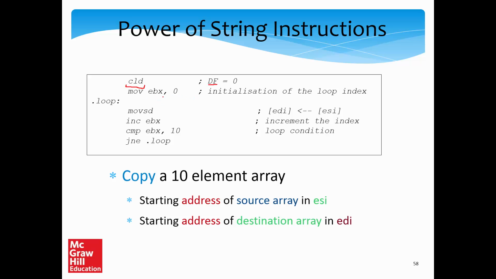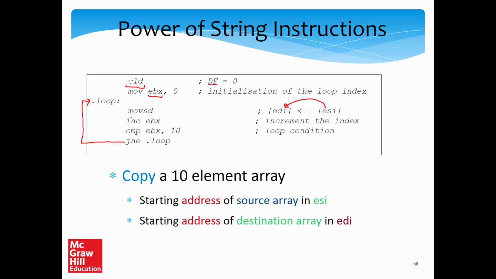Then we initialize the loop index of the array, so we set EBX equal to 0 and start a loop. We call MOVS, which transfers the memory contents from ESI to EDI. Subsequently, we increment EBX, which is the index. We compare the index with 10. As long as the index has not reached 10, we keep on iterating. So if the index is not equal to 10, we do one more iteration.